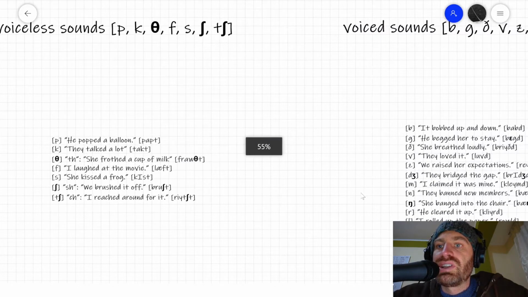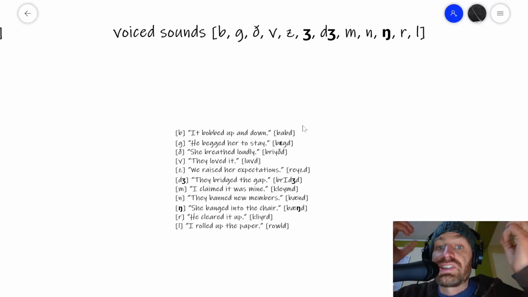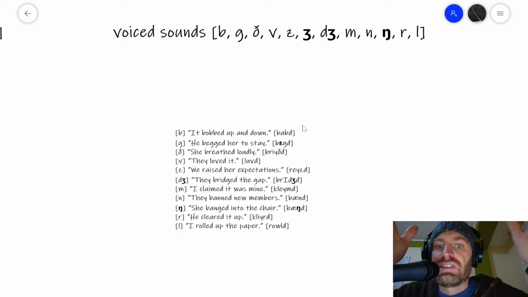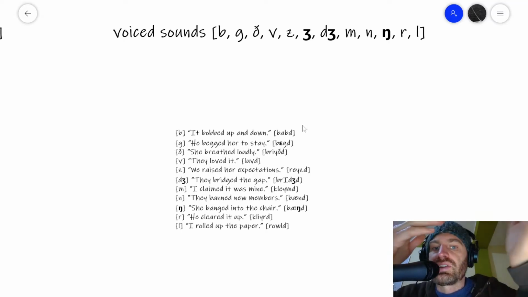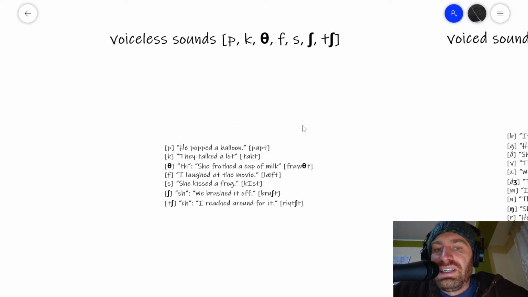The same is true for voiced sounds. Bobbed, begged, breathed, loved, raised, bridged, climbed, claimed, banned, banged, cleared, and rolled. In this case, they end with a D, and you pronounce it as a D. The reason for this is because of assimilation. When the sound before the final consonant is voiced, it makes the final consonant voiced. When the sound before the final consonant is not voiced, it makes it not voiced.